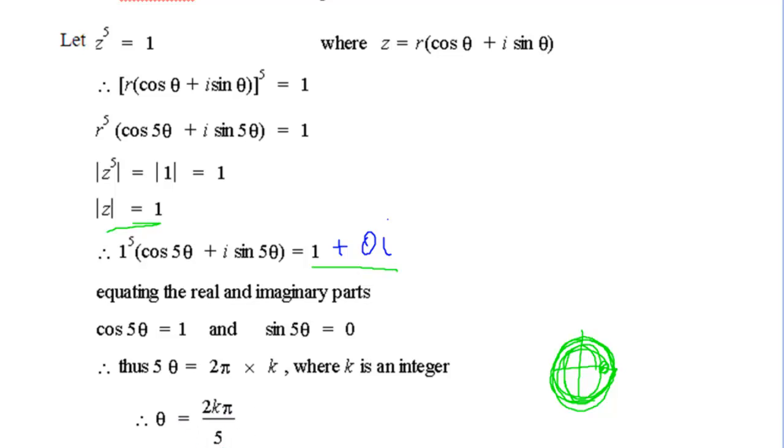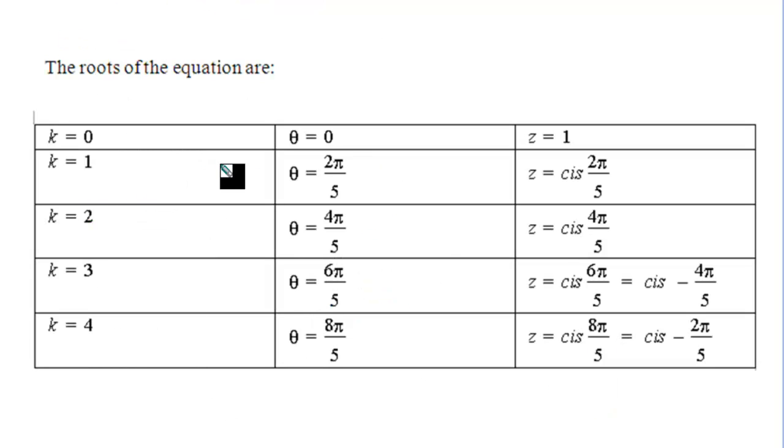We know there are 5 solutions because it's z to the power of 5, which means we're going to get 5 solutions there. So we can substitute any 5 consecutive integers and we'll get 5 unique solutions. But the simplest ones are 0, 1, 2, 3, 4. That's the simplest numbers to put in. If we put those in, we start to get our solutions.